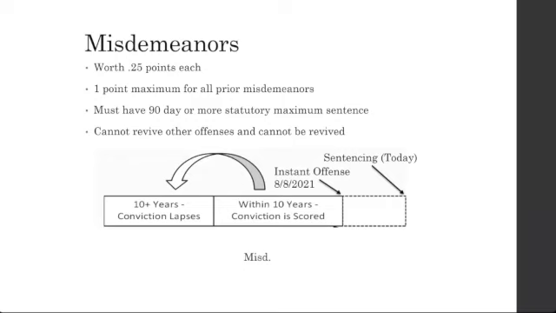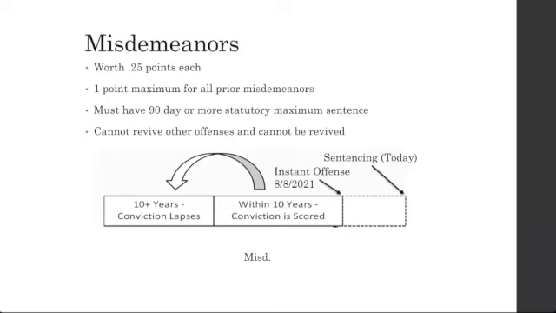It doesn't matter what the defendant was sentenced to in terms of whether you're counting it. It could be a 45-day sentence. It could be a 10-day sentence. What is the statutory maximum? If it is 90 days or more, that is a misdemeanor that you will be counting for criminal history purposes. If it's a statute where the penalty is less than 90 days, it will not be scored.